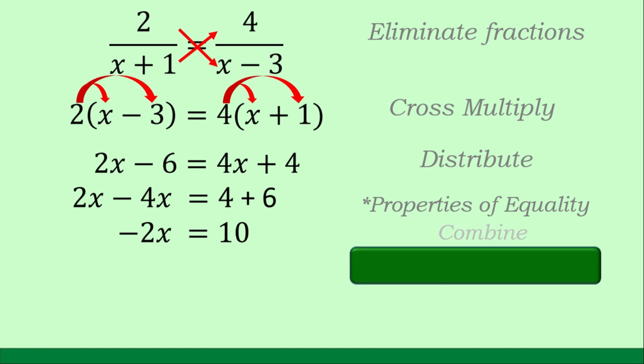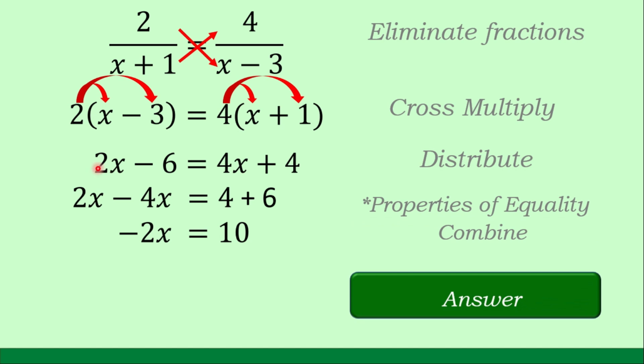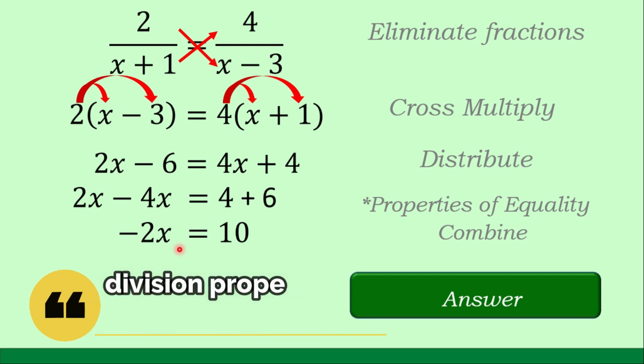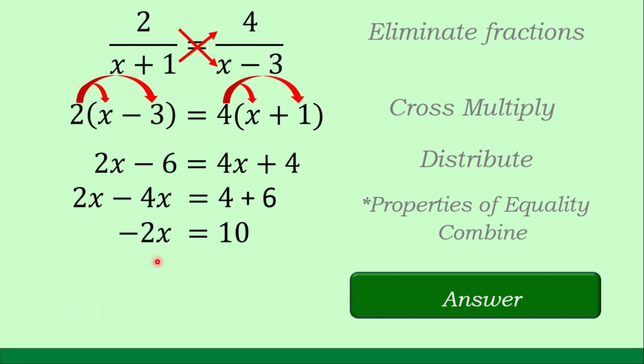Next, to get the answer, we still have here negative 2 as the coefficient of our unknown. And our main goal is to find the value of x. So we need to eliminate negative 2 right here so that we are left with the value of x. To do that, we are going to use the division property of equality. Let's divide both sides by negative 2, like this.